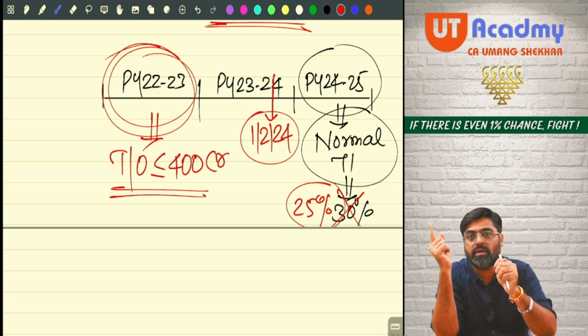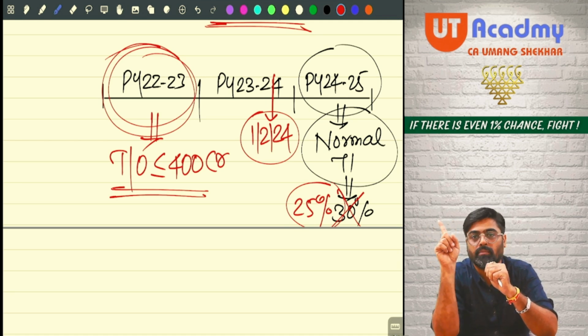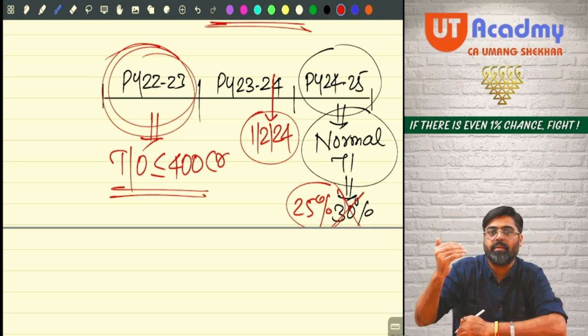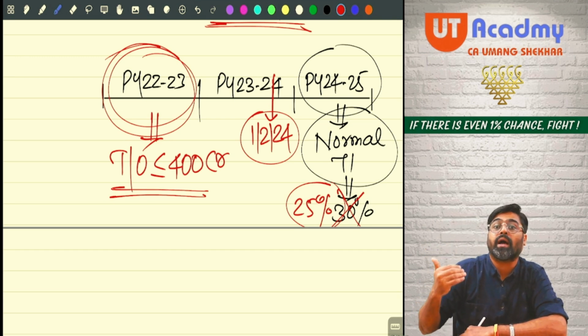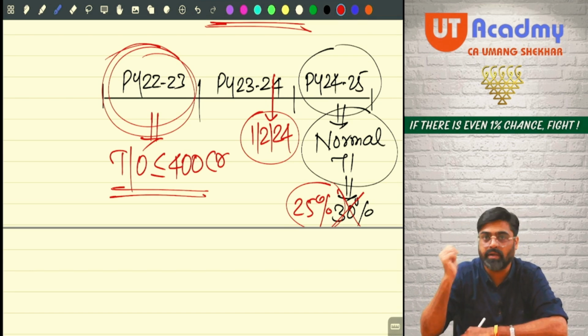Surcharge rate is different for individual, HUF, AOP, BOI, AJP. If the total income crosses 50 lakhs, then surcharge is applicable: 10%, 15%, 25% and 37%. The 25% and 37% higher rates of surcharge are not applicable on taxes on 4 incomes, that we have already discussed.